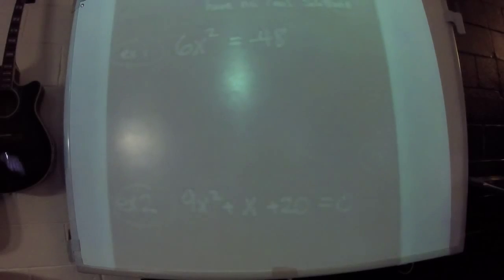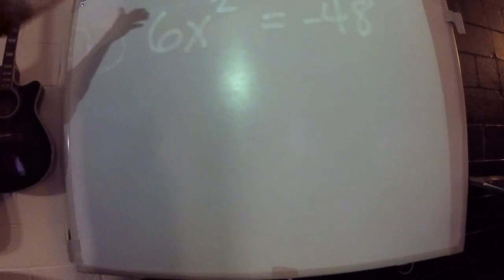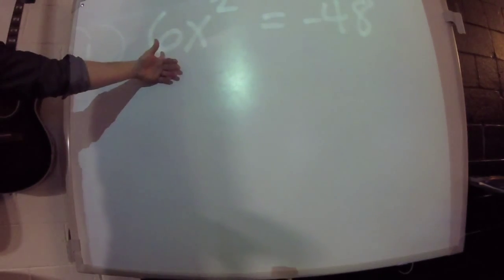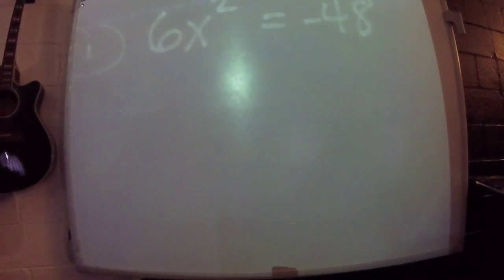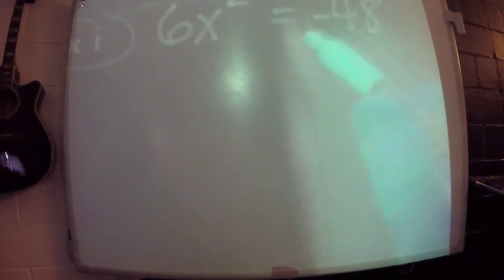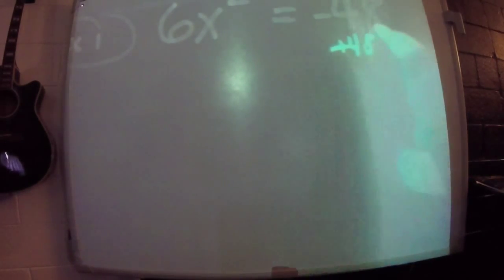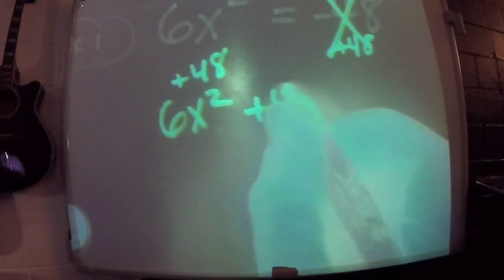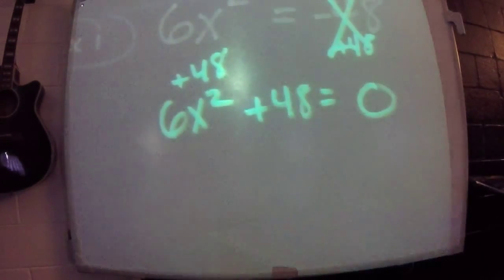Examples that I have for you here. All right, first one starts out with 6x squared equals -48. I'm definitely looking at an equation. How do I know that this is a quadratic equation? It's got x squared. So if it's got an x squared, I can try to solve it with the quadratic formula. If I want to solve with the quadratic formula, what has to happen? The 48 has to go over. I want everything on the left. So I got 6x squared plus 48 equals 0.